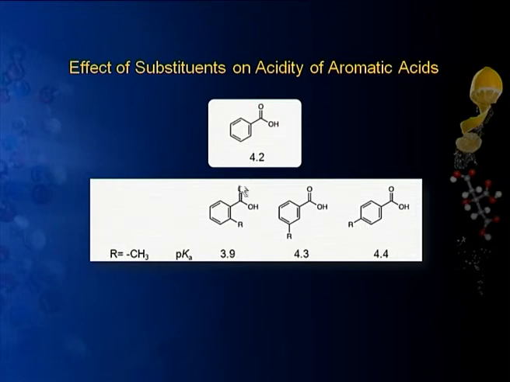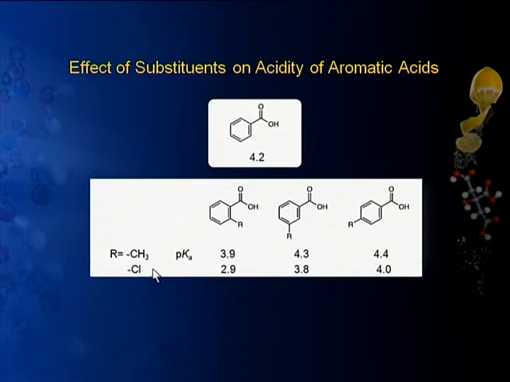You see, when methyl is substituted at meta or para position, the pKa values are more than 4.2, but at the ortho position where we expect maximum inductive effect to operate, the value is less than 4.2, means ortho methyl benzoic acid is a stronger acid than simple benzoic acid. We will come to the reason a little later. Let us take up now chlorine. Chlorine is a strong electron withdrawing group by inductive effect.